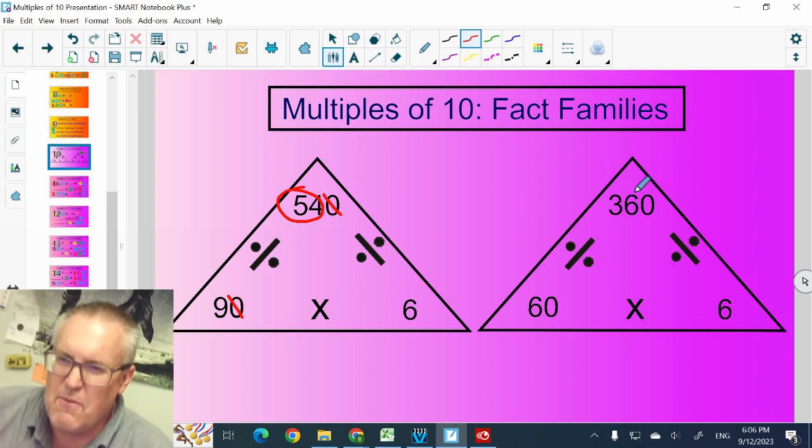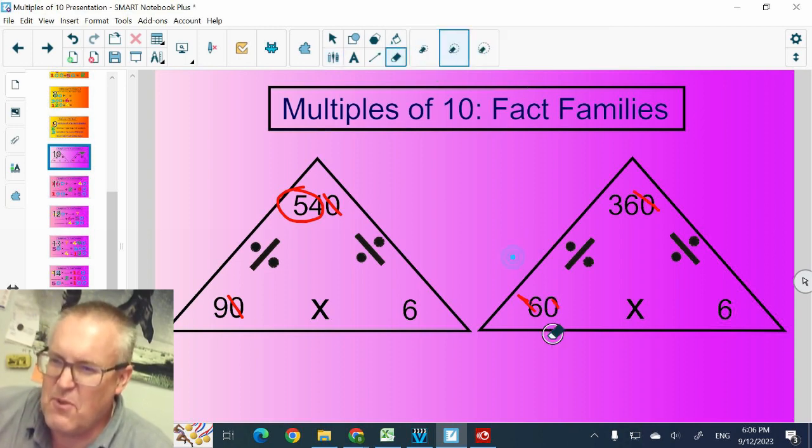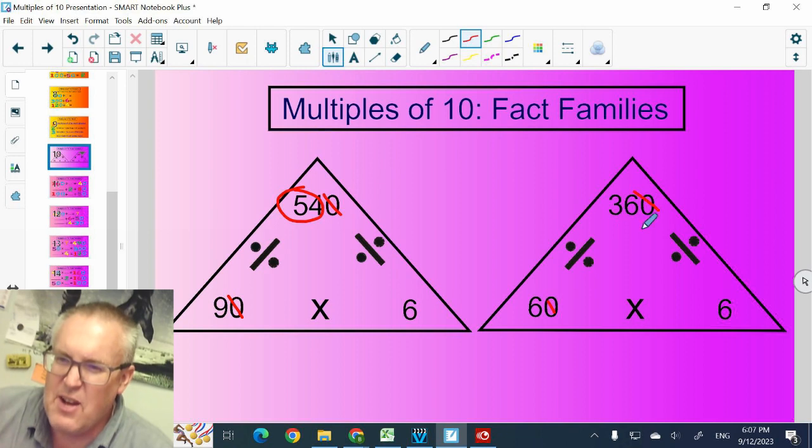Okay, let's do this side. So remember, you can first get rid of the 0 and pretend that doesn't exist for a second. Then 36 divided by 6 equals 6. Then you just slap that 0 right back on.